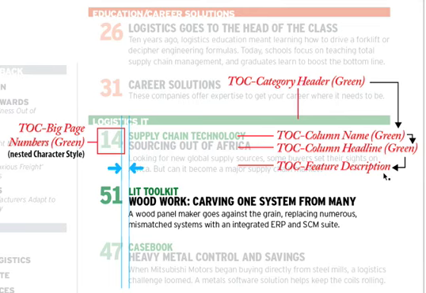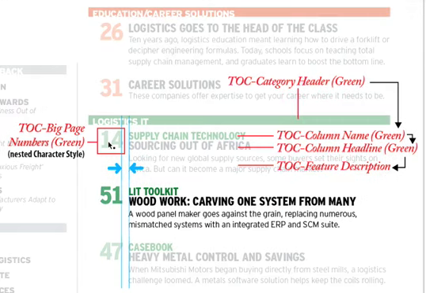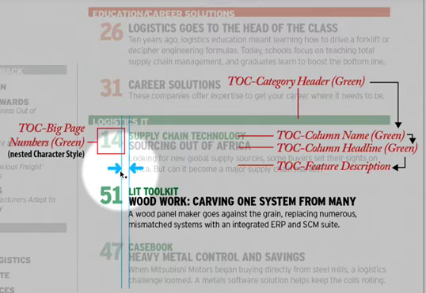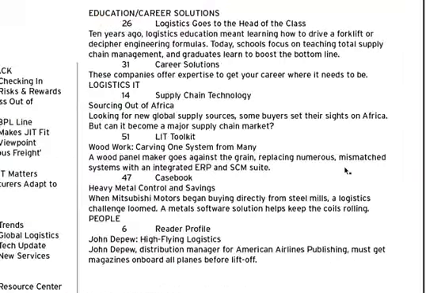These large page numbers are a nested character style within the TOC column name green style, and the alignment is set up with right-aligned tabs for the numbers and left-aligned tabs for the text. This level of upfront planning for these table of contents items allows me to format them in one step, as you'll see here with this unformatted version.